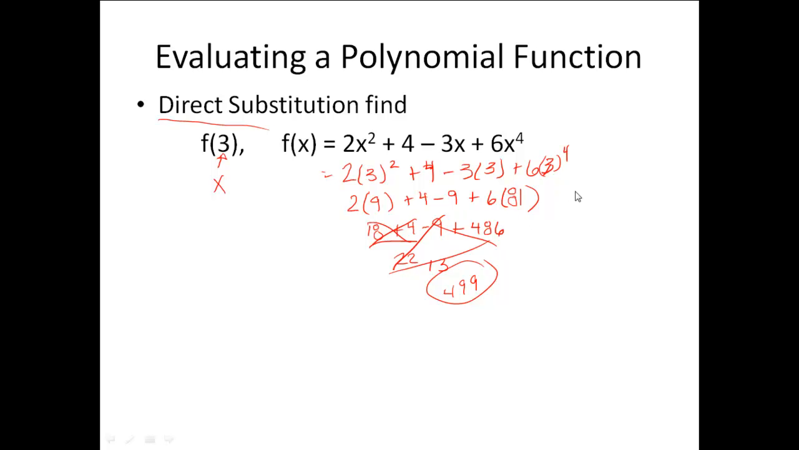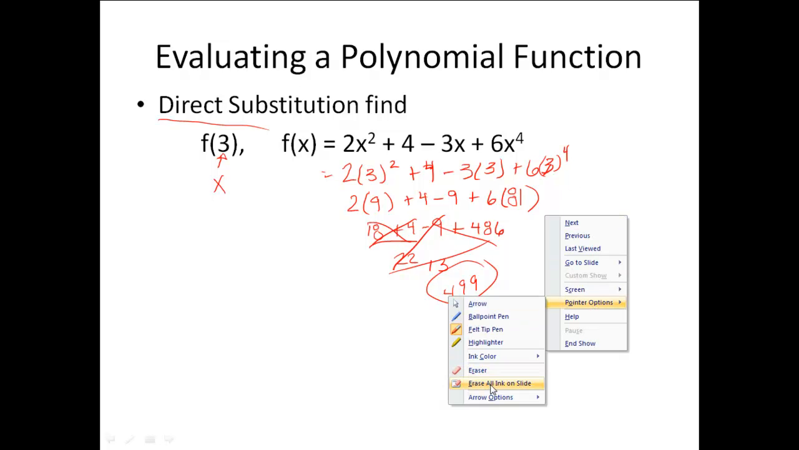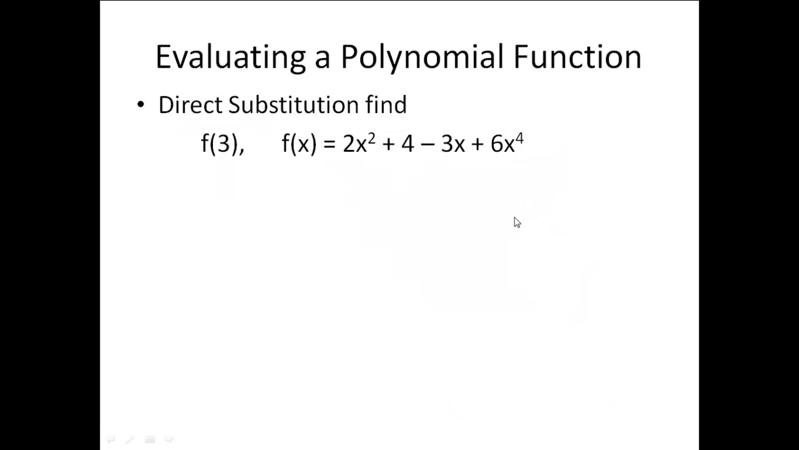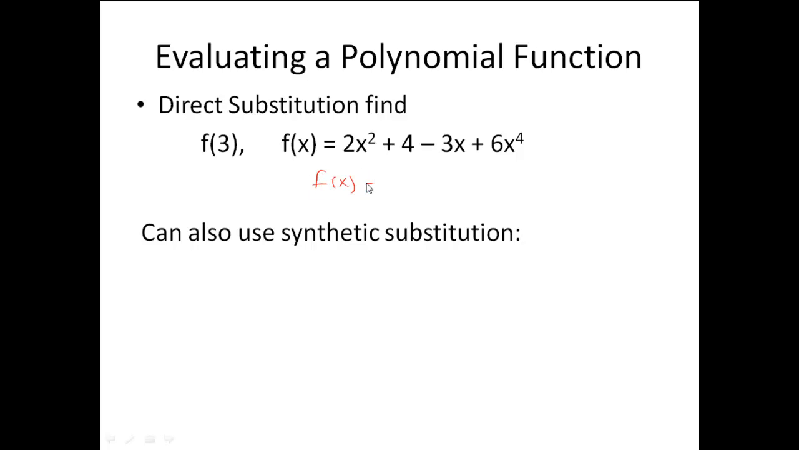Now we have a second method for evaluating these, and it's called synthetic substitution. What we'll need to do is first write our function in standard form. So I'm going to rearrange this one so it's f of x equals the 6x to the 4th plus 2x squared minus 3x plus 4. Make sure I got them all. So I've got it written in standard form first.